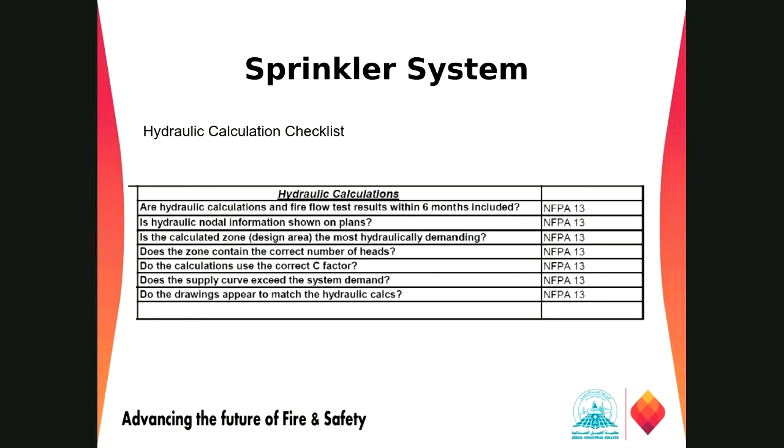Then we have the hydraulic calculation checklist. While doing the hydraulic calculation, these are some of the basic checks, right? The first one is the hydraulic calculation and fire flow test result within 6 months included, right? Is hydraulic nodal information shown on plans? What is the meaning of this one? I want you guys to give more eyes on this one. The point number second, the nodal information on the plan. Can anyone explain it to me?